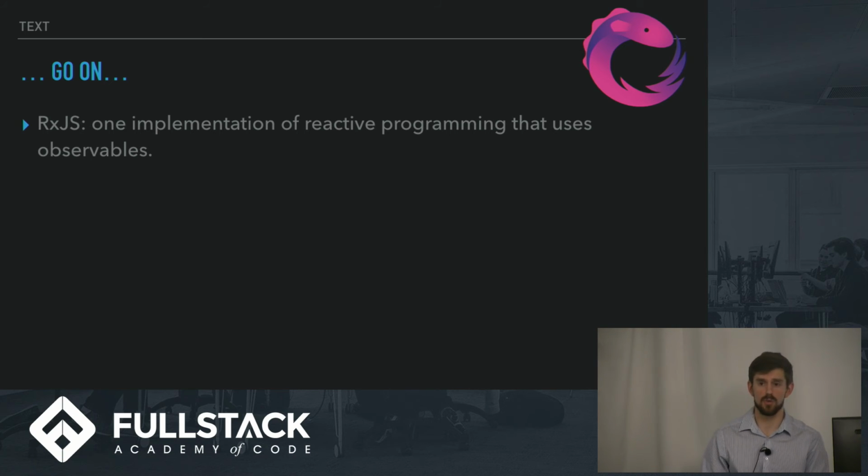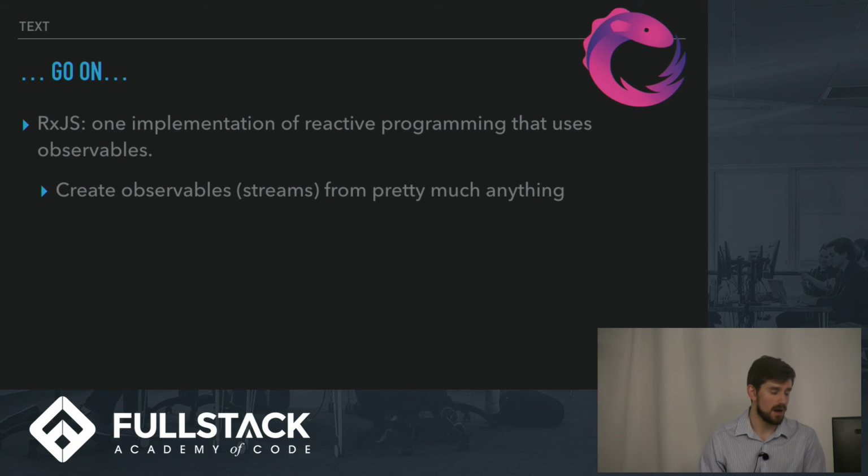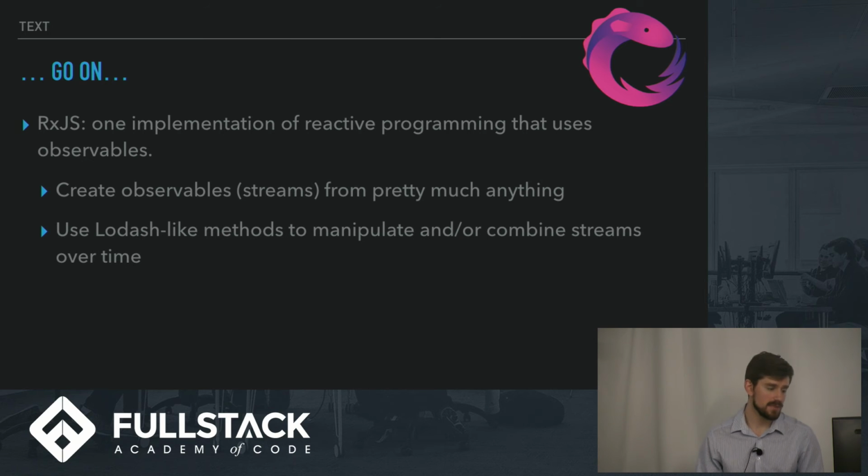They're streams of 0, 1, or more values. You can create them from pretty much anything. So you could actually create an observable from scratch. You could create them from arrays, values, promises, objects, pretty much anything you can think of. And then it gives you this Lodash or Lambda-esque method library to manipulate the values that come in, and you can also manipulate how the data values come in with time. It gives you a really large amount of control over how your data arrives with time.